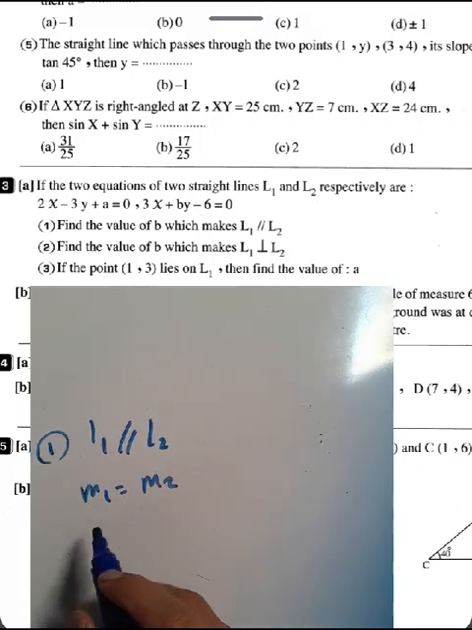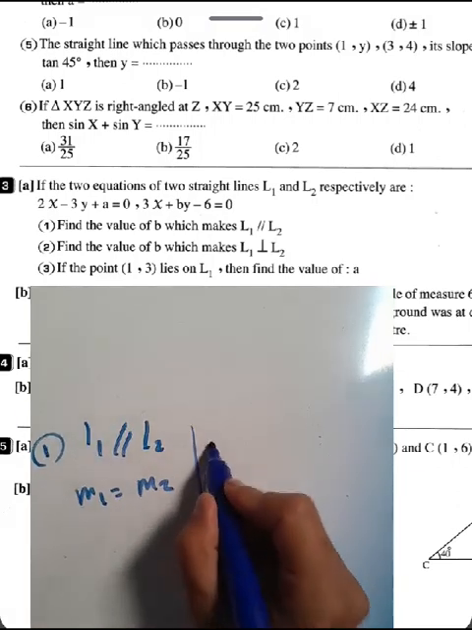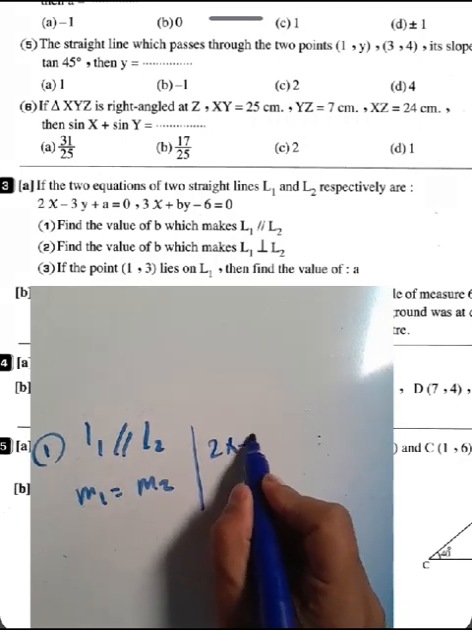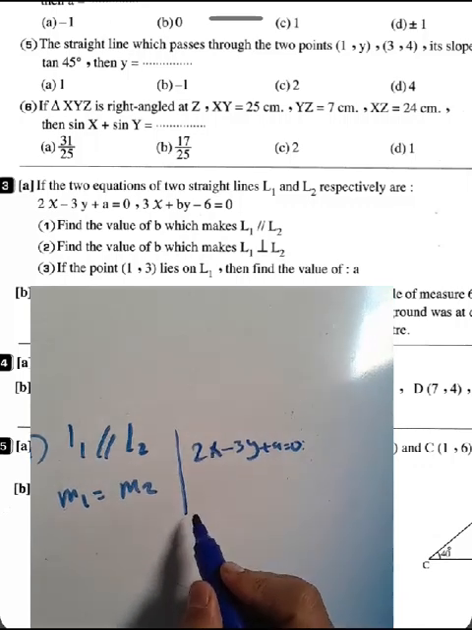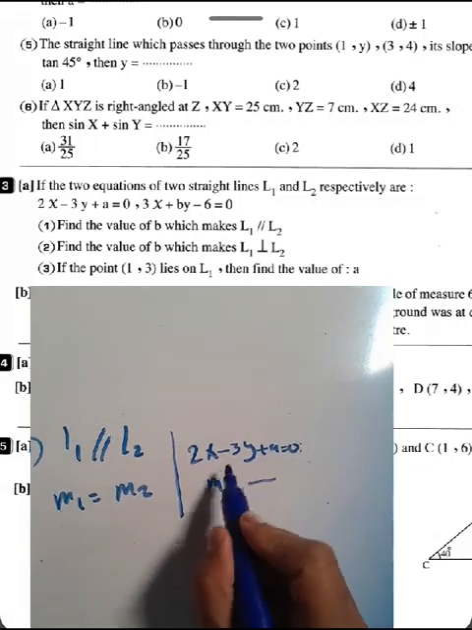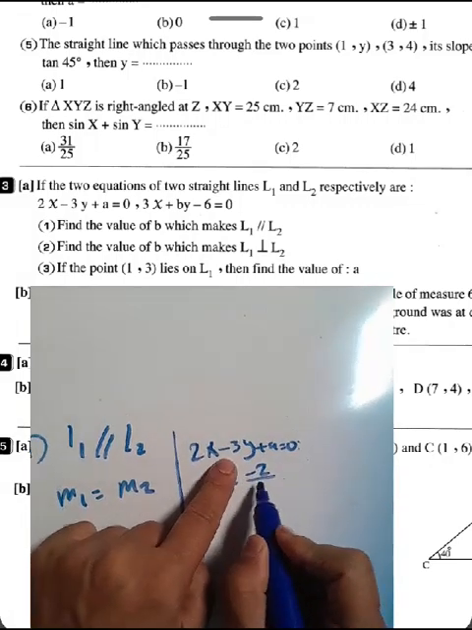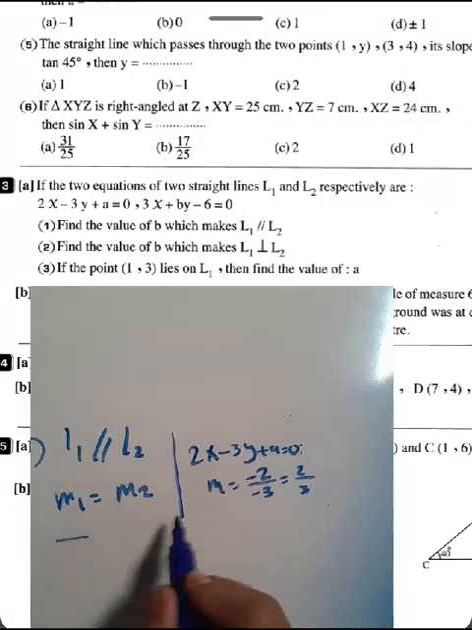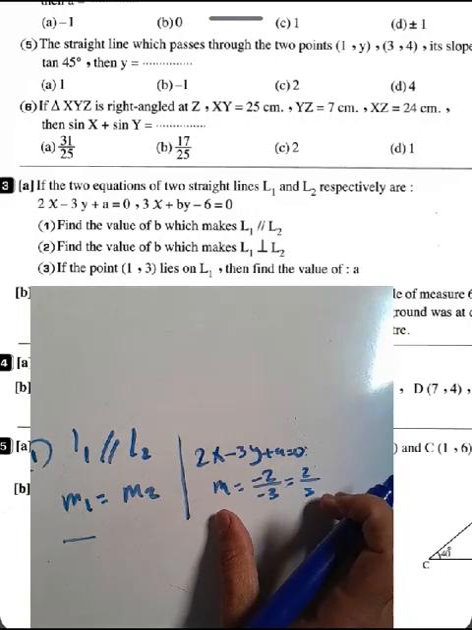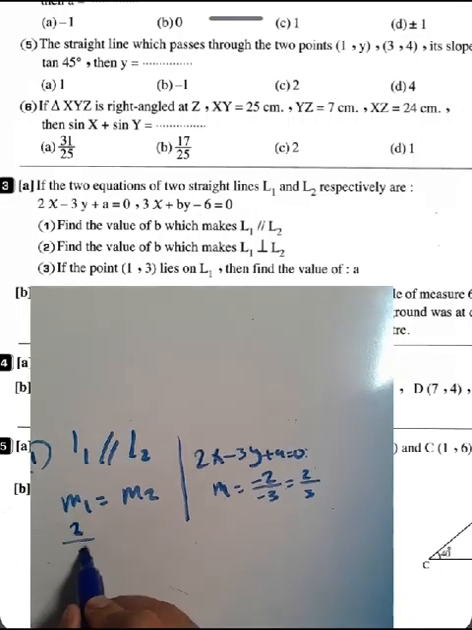We can find the slope of the first equation, 2x minus 3y plus a equals 0. The slope is negative coefficient of x over coefficient of y. The result will be 2 over 3. That's the first equation, and the first slope is 2 over 3.